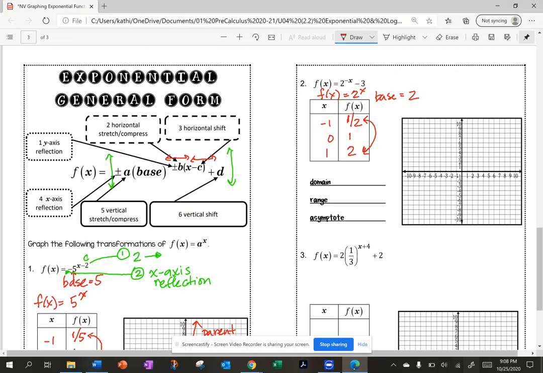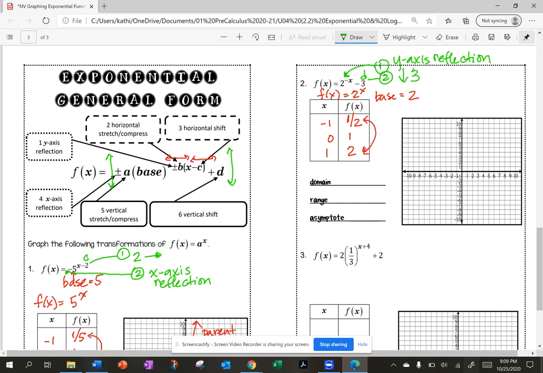All right, so let's look at what the transformations are. I'm going to start up in the exponent. So I know this negative sign here is a y-axis reflection. And I know 3 here is d, my vertical shift. And I'm subtracting, so my vertical shift is down 3. So I'm going down 3.